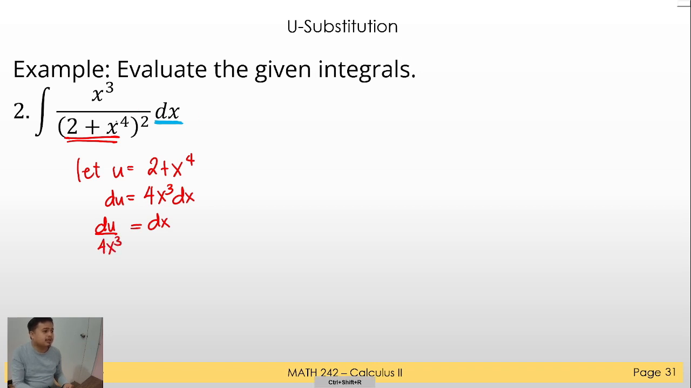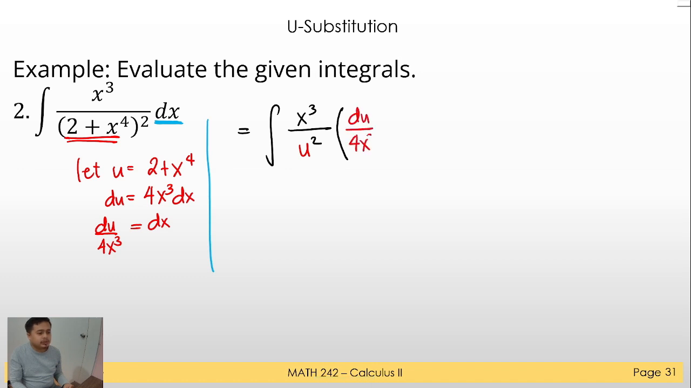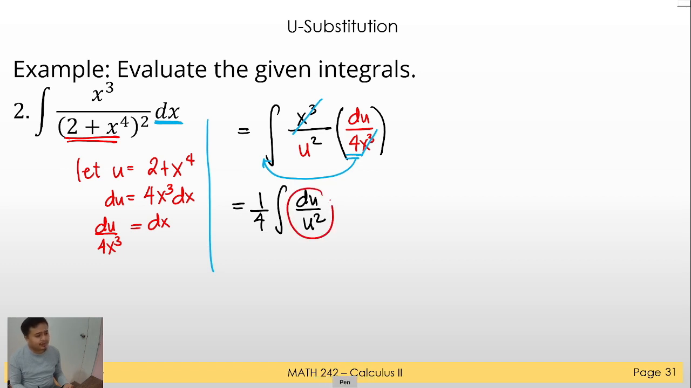Okay, replacing our u here and our dx here, this will be equal to the integral of x cubed over u squared, okay? And then dx, we have du over 4x cubed. Okay, so we can cancel out this x cubed, and then we could factor out this 4 here. So since it is in the denominator, this will still be in the denominator upon factoring. So we have du over u squared as our integral. Now, guys, we do not have a formula in this form.